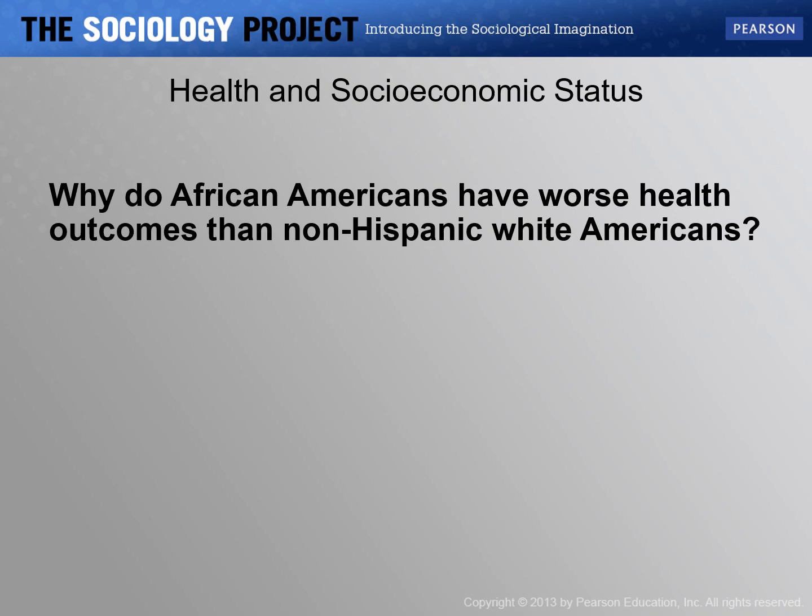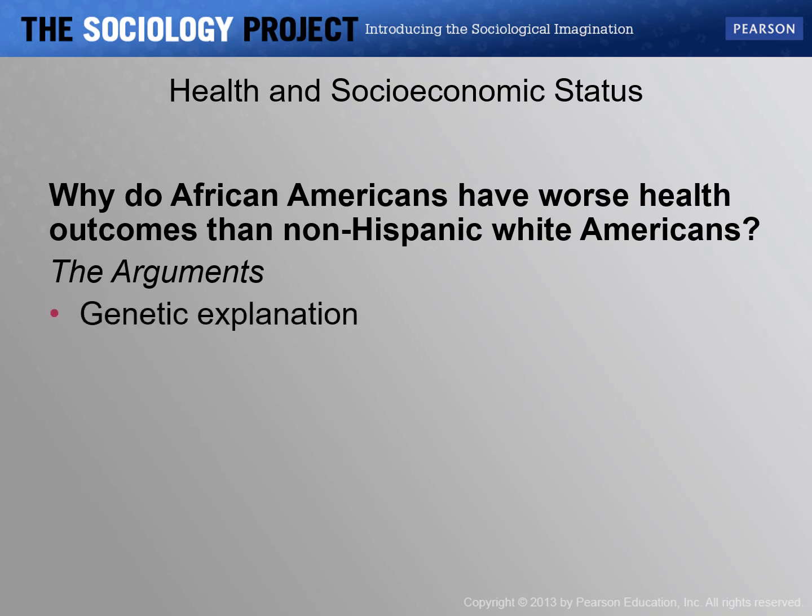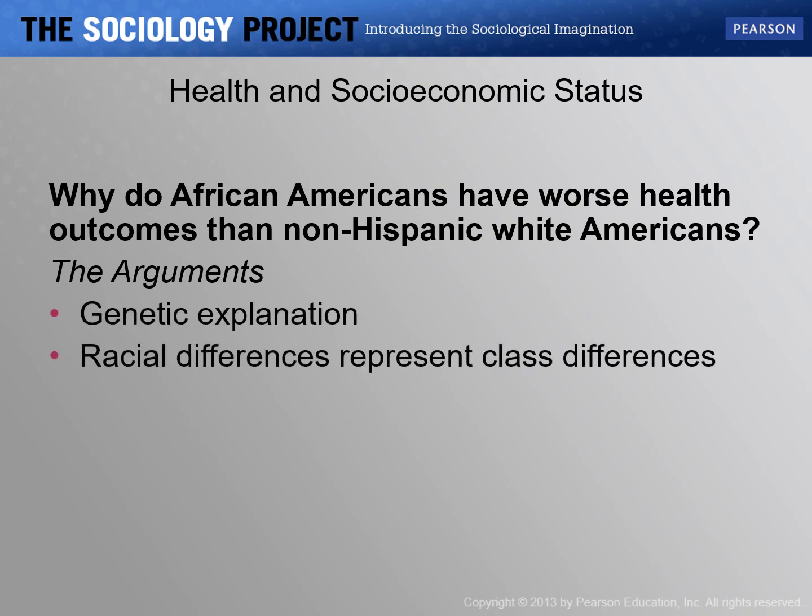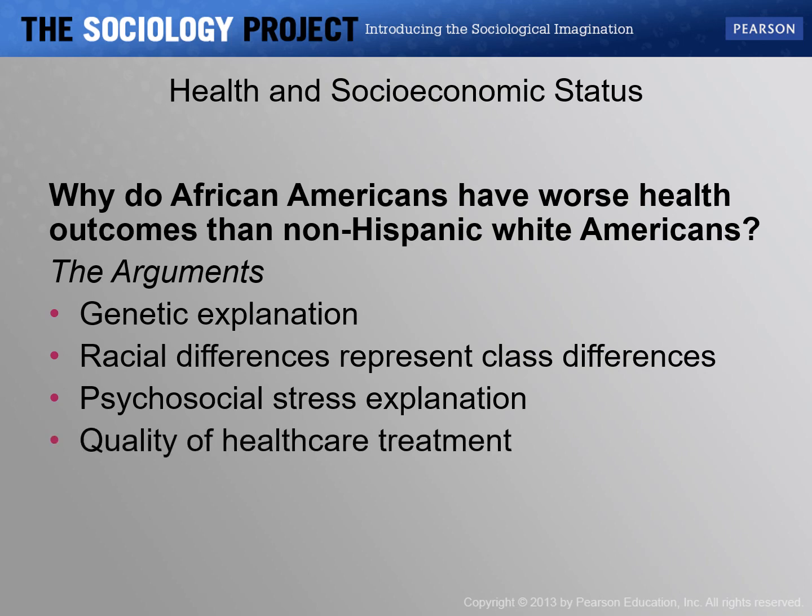Why do African Americans have worse health care and outcomes than non-Hispanic whites? Could be a couple of arguments. One is that there's a genetic explanation. Another is that their racial differences actually represent class differences, not racial differences. And the psychological stress of people living in certain environments affects their health more than other groups. The quality of healthcare treatment also is limited in some urban areas. What do you think? And that's it.